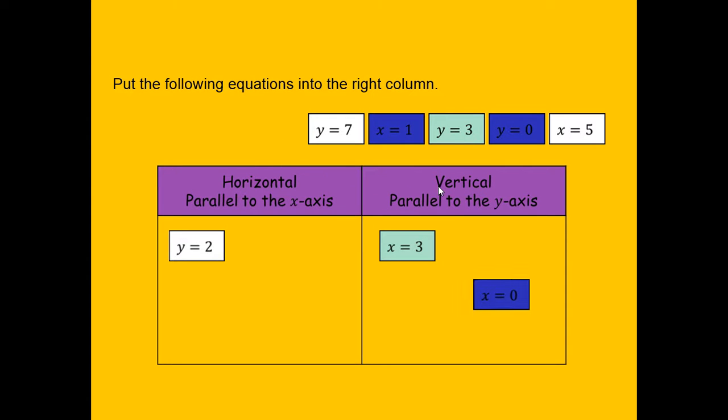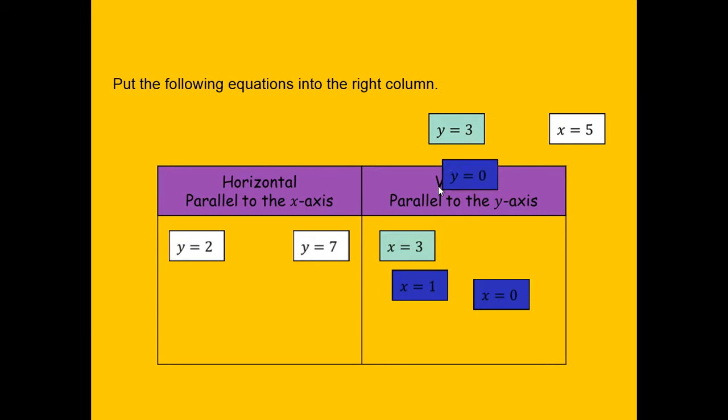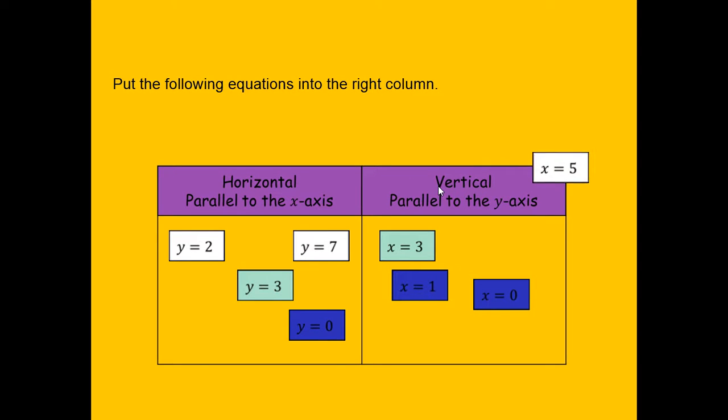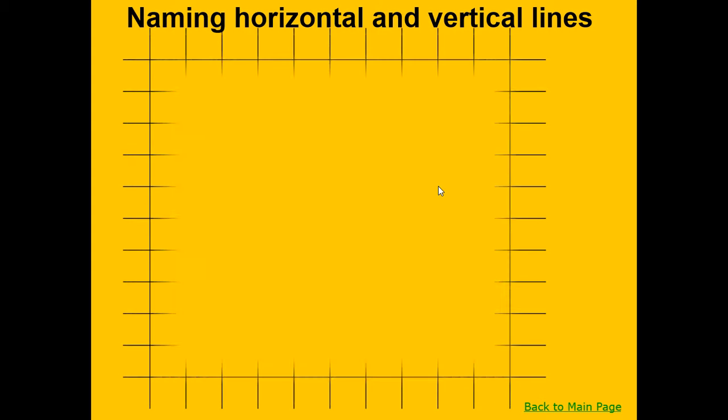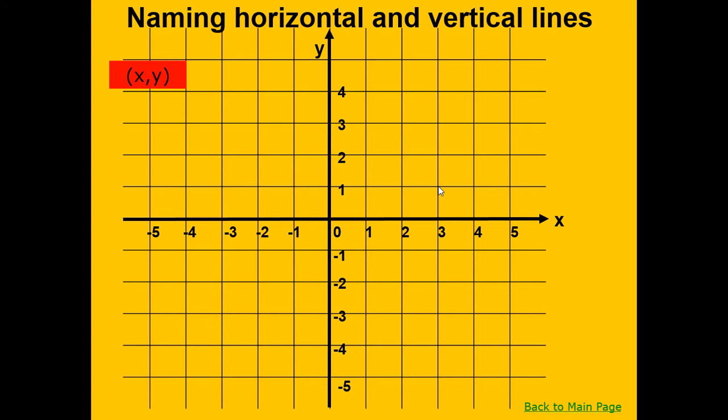x is equal to 0, that's a vertical line. y is equal to 7, horizontal. x is equal to 1, vertical. y is equal to 3, or y is equal to 0, sorry, that's horizontal. y is equal to 3, and x is equal to 5. All right, whoops, I gave that away already.